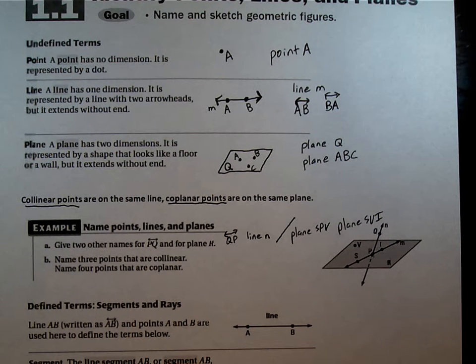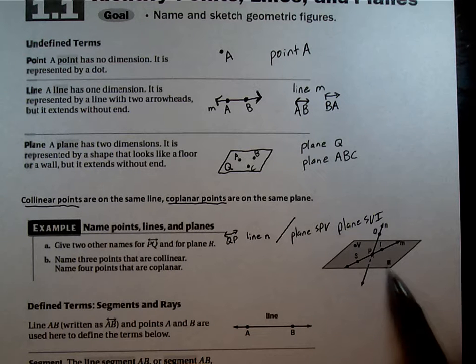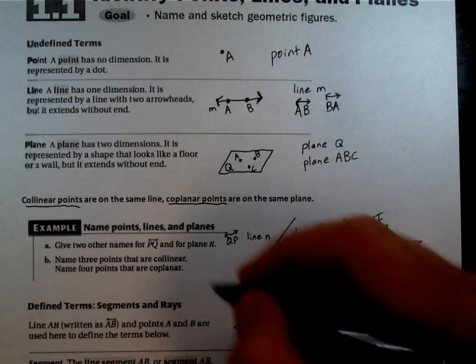that. Part B there says name 3 points that are collinear. So 3 points that are on the same line. Make sure they're points, not lowercase letters. Can't use R, it doesn't have a dot. So the only 3 dots that are on the same line are S, P, and I. So that's what I have to use.